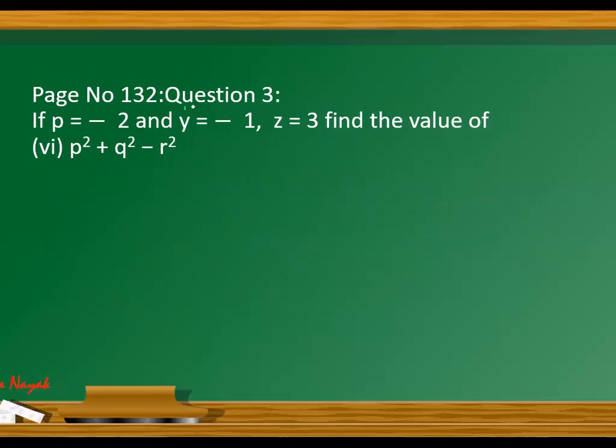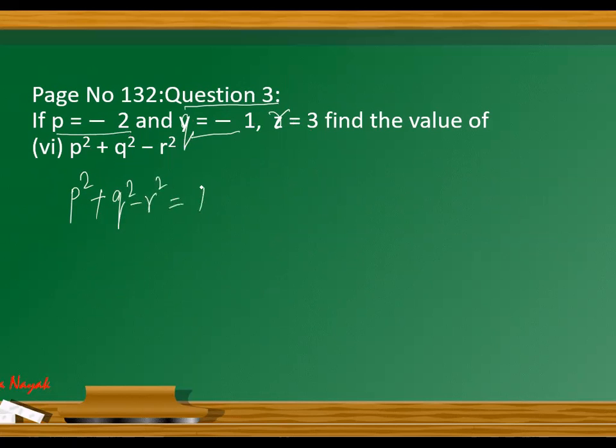Next, question number 3. Here the values are negative. P is minus 2, Q is minus 1, R is 3. Find the value of P square plus Q square minus R square. So P square plus Q square minus R square.